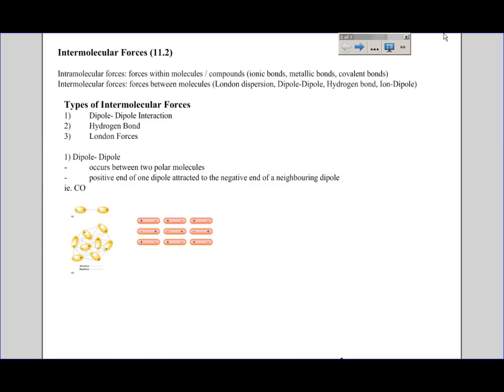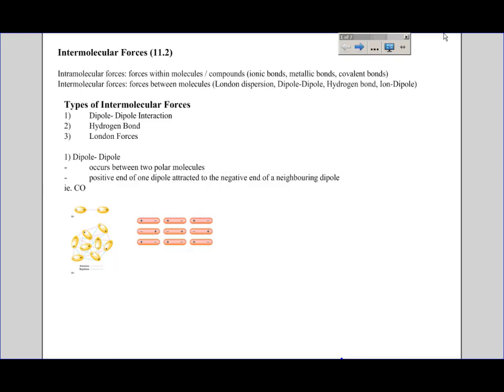Intramolecular forces are the forces within the molecules. So they're the ones that are holding atoms together in molecular compounds, the ionic bonds and the metallic bonds. So those hold those types of molecules or compounds together. The intermolecular forces are the forces between molecules. And there are three different types: London dispersion, dipole-dipole, and hydrogen bond that we will discuss. Ion-dipole forces will help us to explain some properties.